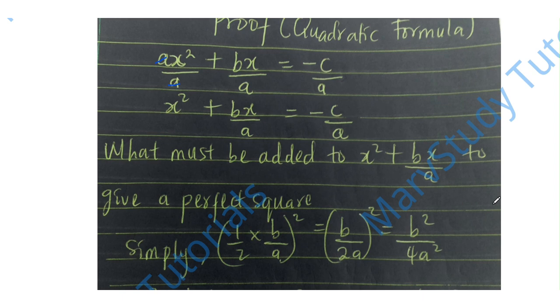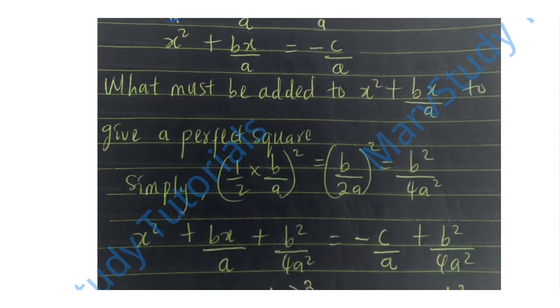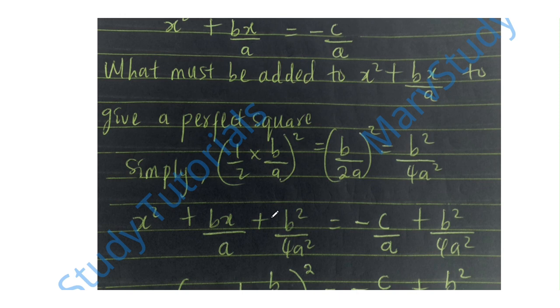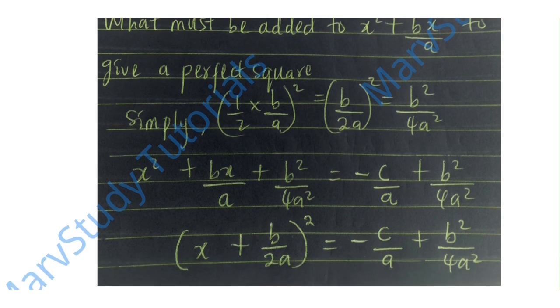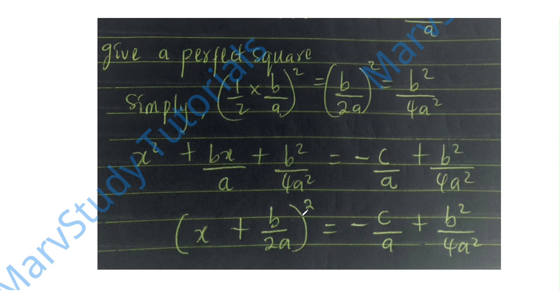So we add it to both the left hand side and the right hand side of this equation, because what happens on the left should also happen on the right. You have x squared plus bx over a plus b squared over 4a squared equals negative c over a plus b squared over 4a squared. Then we simplify. We could write the left side in the form x plus b over 2a all squared, because this is now a perfect square. Remember, I said what must be added to make it a perfect square. So we simplify what we have on the right hand side of the equation.